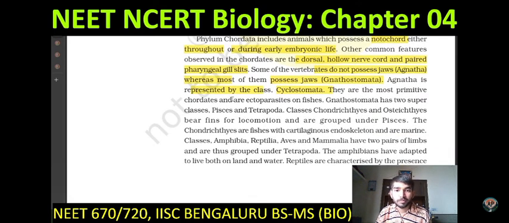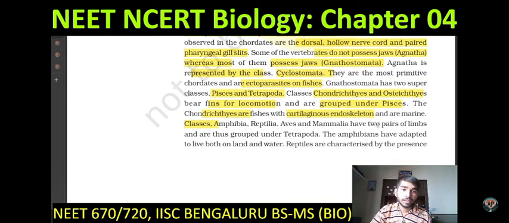They are the most primitive chordates, ectoparasites on fishes. Gnathostomata has two superclasses, Pisces and Tetrapoda. And classes Chondrichthyes, Osteichthyes, fins for locomotion are under Pisces, Chondrichthyes, cartilaginous endoskeleton. Then amphibia, reptilia, aves, and mammals, two pairs of limbs, grouped under Tetrapoda. Just remember an exception for the limbless amphibia, which was Ichthyophis.